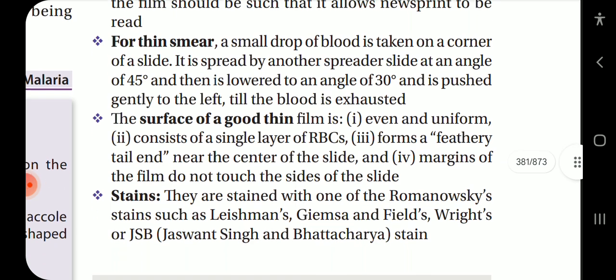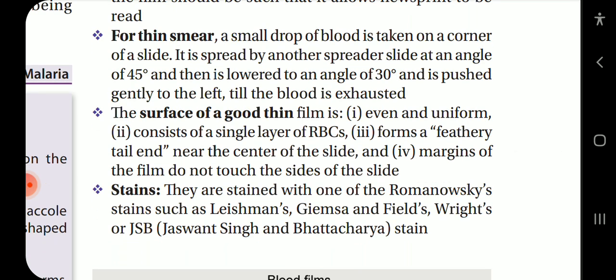For thin smear, a small drop of blood is taken on a corner of a slide and spread by another slide called the spreader at an angle of 45 degrees, and then it is lowered to an angle of 30 degrees and pushed gently to the left till the blood is exhausted. The surface of a good thin film is even and uniform, consists of a single layer of RBCs, forms a feathery tail end near the center of the slide, and the margins of the film do not touch the sides of the slide.